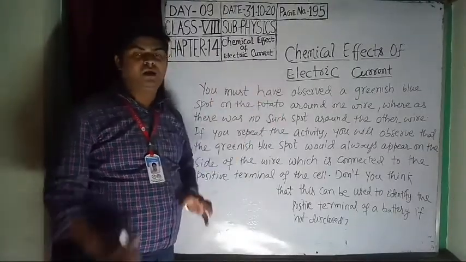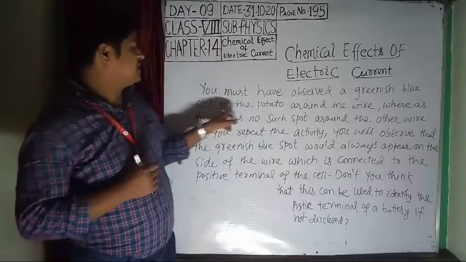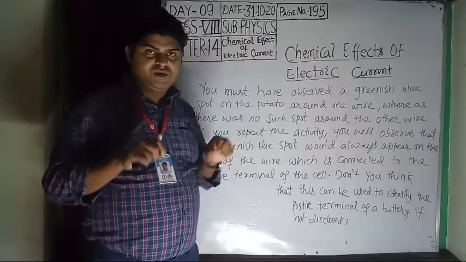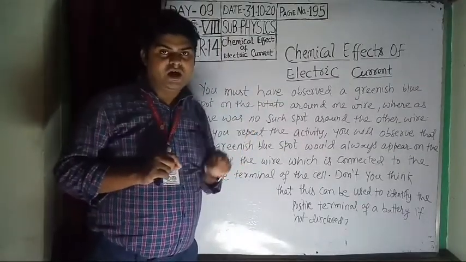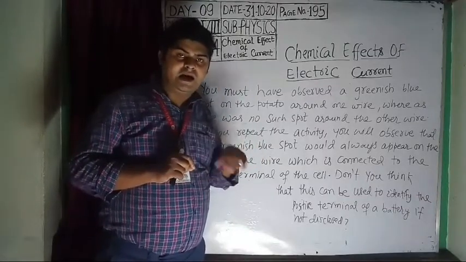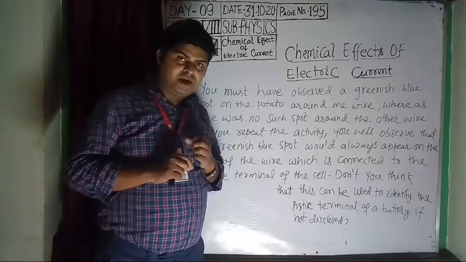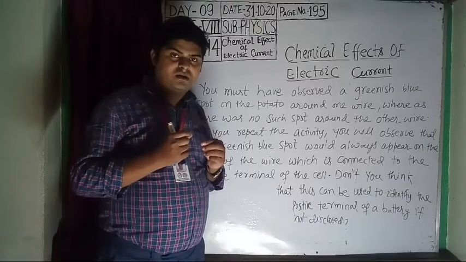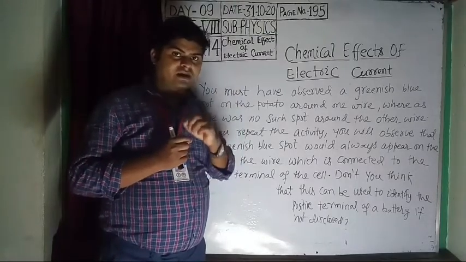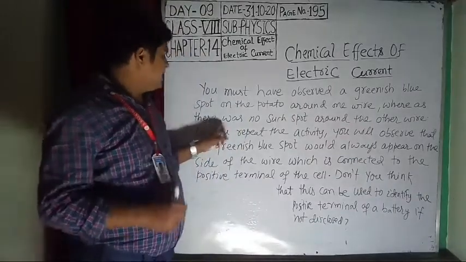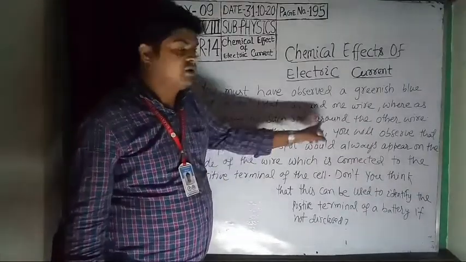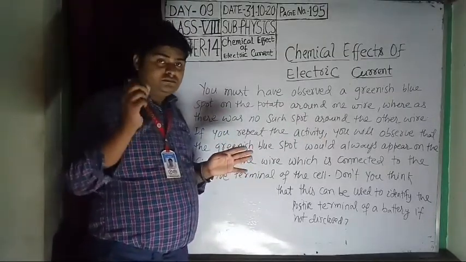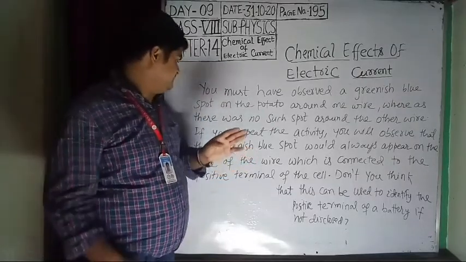Students, you must have observed a greenish blue spot on the potato around one wire. When you insert the two free ends of the wire of the magnetic compass tester and after half an hour observe the potato, you will see a greenish blue spot on the first wire, whereas there was no such spot around the other wire.